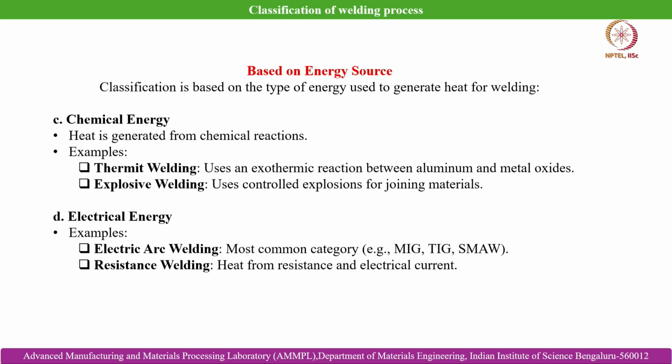And then when the energy source is chemical in nature, the heat is generated from chemical reactions. The examples are thermite welding, when we use aluminum and Fe3O4, which react with each other and serve as an exothermic reaction, and it can generate the heat which is responsible for fusion welding between the adjacent plates or parts. And then explosive welding also, where controlled explosions are utilized to achieve fusion between the adjoining plates, and thereby we can achieve diffusion and atomistic level bonding among them, and we can weld them in that way.